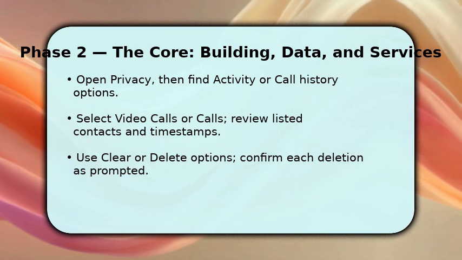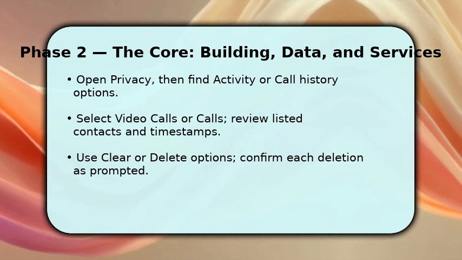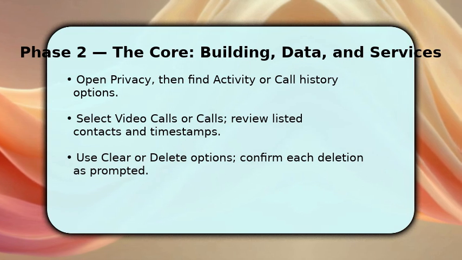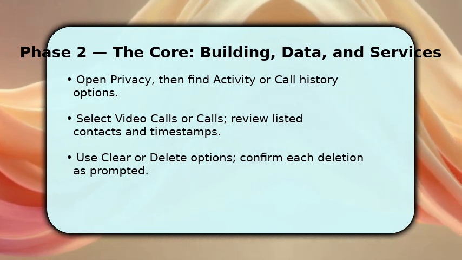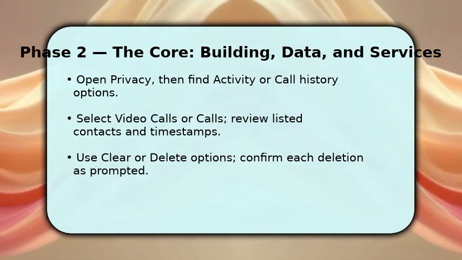Now select the first entry you want removed. Swipe or tap the three-dot menu beside it and choose Delete or Clear. Repeat for each entry. Make sure to confirm prompts. Instagram often asks you to confirm deletion so accidental removals don't happen.